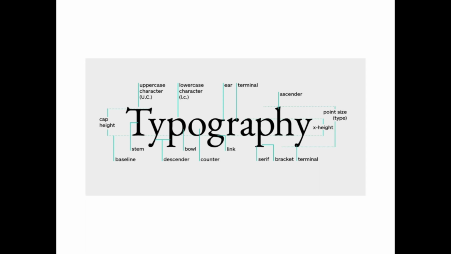Then hierarchy. Hierarchy is used to guide the reader's eye to whatever is most important. In other words, it shows them where to begin and where to go next using different levels of emphasis.